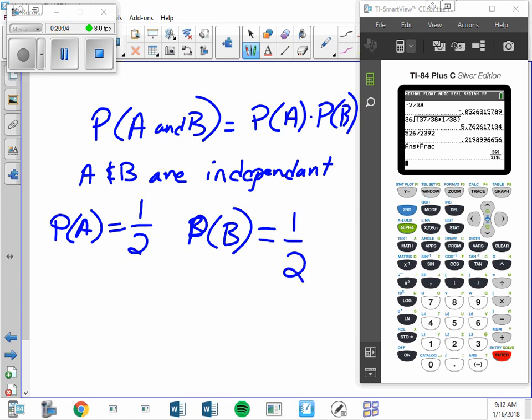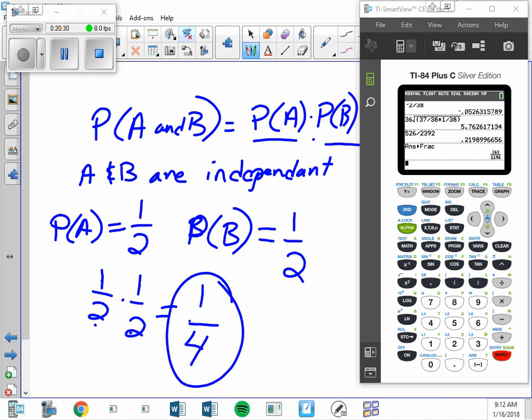Are A and B independent? Yes, question A has a 50% probability and it has nothing to do with question B. So what's the chance that you get them both right? Well, you take this one and you multiply it by that one. So 1/2 times 1/2. 1 times 1 is 1. 2 times 2 is 4. You have a 1 in 4 chance of getting them both right. Okay?